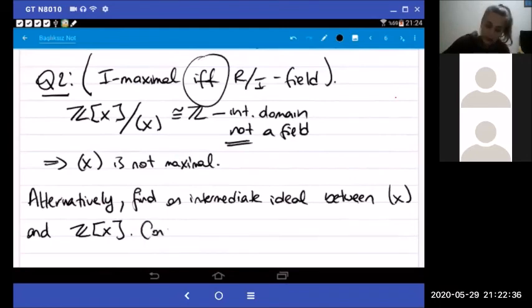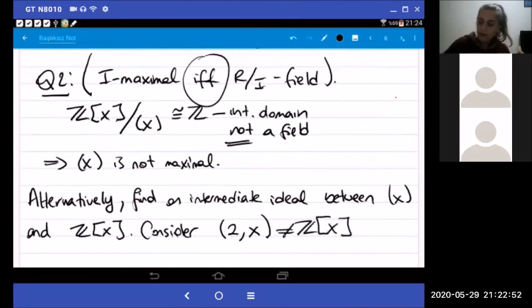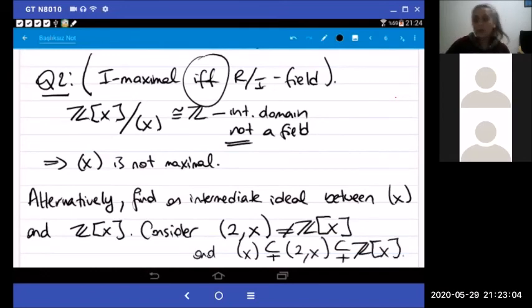Consider the ideal generated by 2 and x. Not a principal ideal, but a 2-generated ideal. This is not the whole ring, right? And this strictly contains the ideal generated by x. So, since we can find an ideal between these two, this means that the ideal generated by x cannot be a maximal ideal.